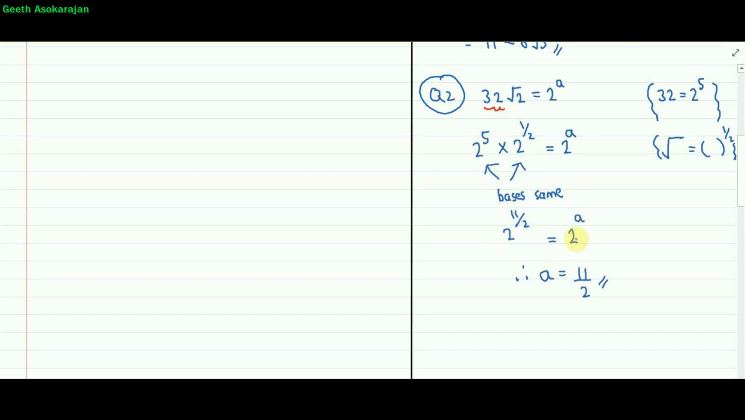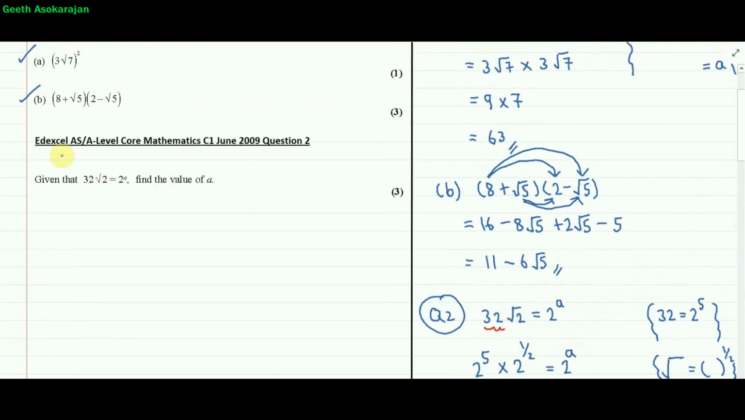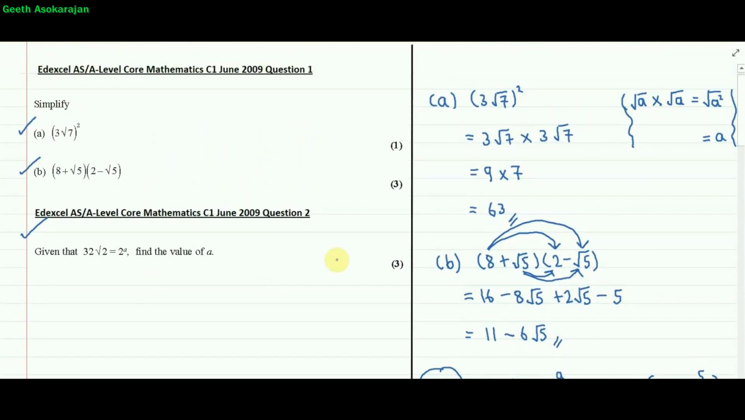With regards to this step that I've explained, we can only do this if the base terms are the same on both sides. So just to repeat, if the base terms are the same on both sides, you can simply equate the powers. So that completes question number 2, and we've completed questions number 1 and 2 in their entirety.